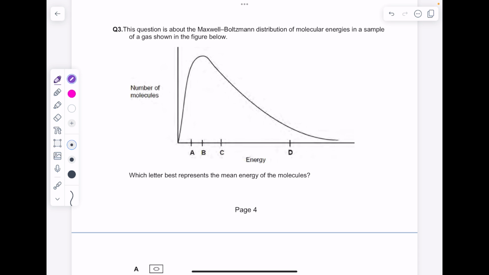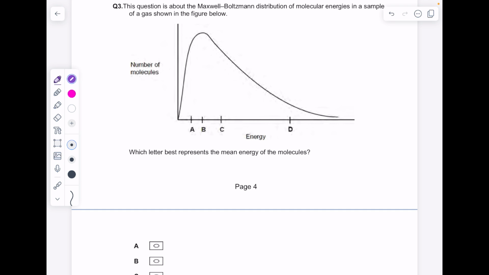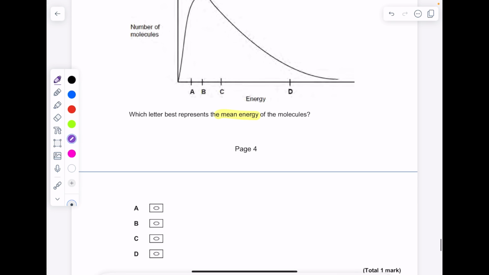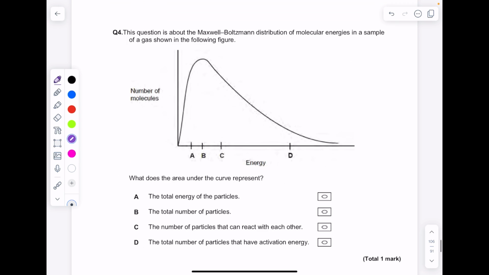This question is about the Maxwell-Boltzmann distribution of molecular energies in a sample of gas shown in the figure below. Which letter best represents the mean energy of the molecules? Remember, the mean energy occurs slightly to the right of the peak, so the answer here is C. What does the area under the curve represent? It's the total number of particles, so you do really need to know what the various parts of the graph are telling you. The answer here is B.